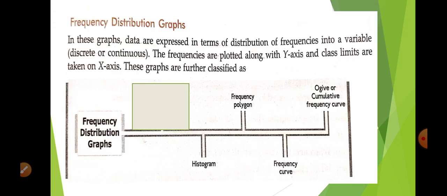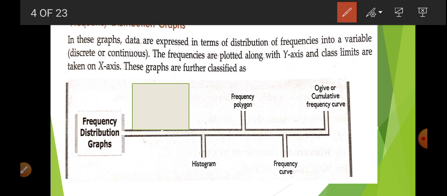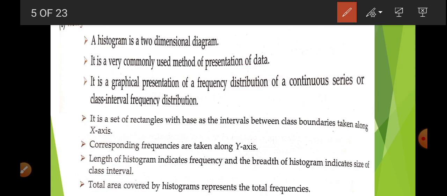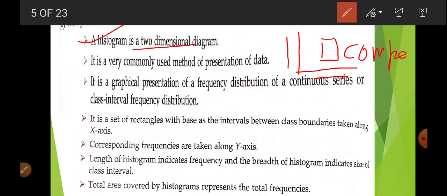Now in this chapter we are going to learn these: histogram, frequency polygon, frequency curve, and ogive. So first of all, histogram. It is a two-dimensional diagram. Remember, it is a two-dimensional diagram, that is, we are going to take into consideration both the length and width of a rectangle for the comparison. When we take both for the comparison, this is known as two-dimensional.